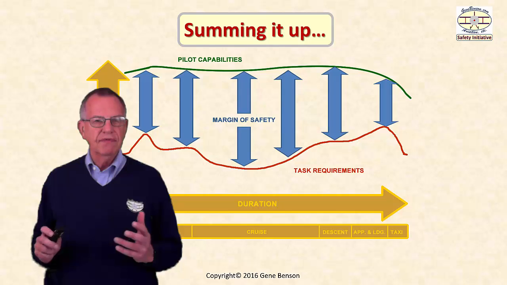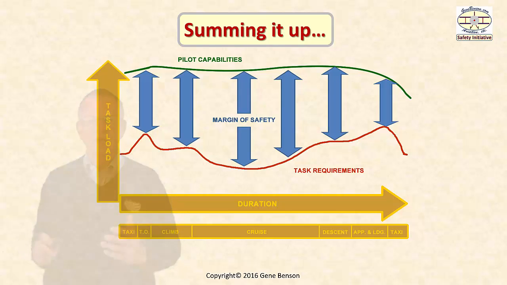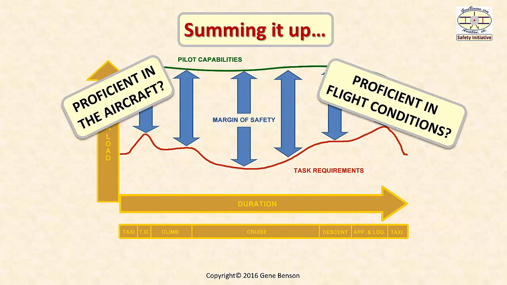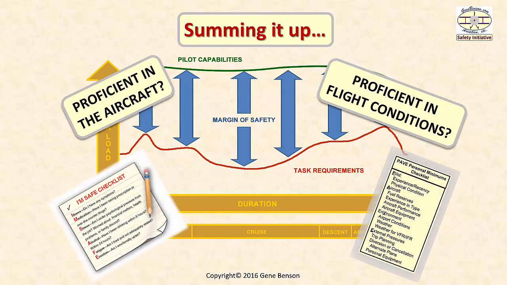Do a risk analysis, even if it's just an informal one, before each flight. Am I proficient in the aircraft, including the equipment and the avionics? Am I proficient in dealing with the flight conditions, such as night, windy, IFR, high density altitude, and so on? Have I considered the elements in the I'm Safe and PAVE checklists?